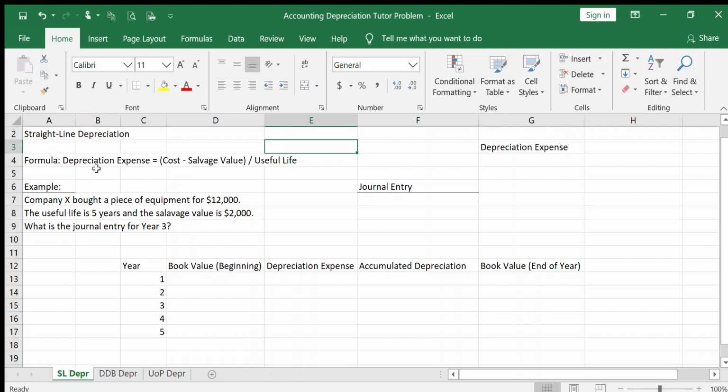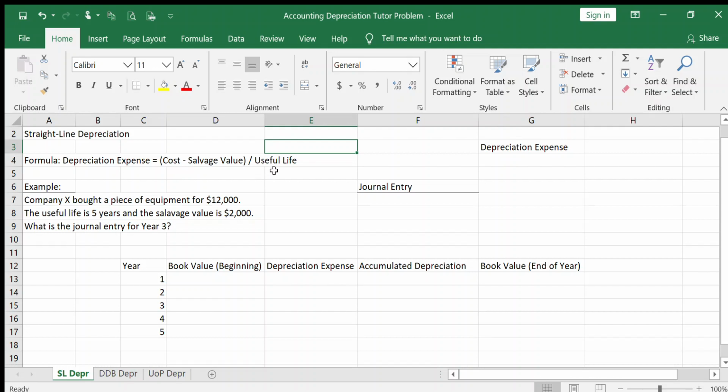Our depreciation expense is equal to our cost minus our salvage value, divided by our useful life. So what do these terms mean? Our cost is what we bought our piece of equipment, or whatever we're depreciating, for. So if we bought a piece of equipment for $10,000, that would be our cost.